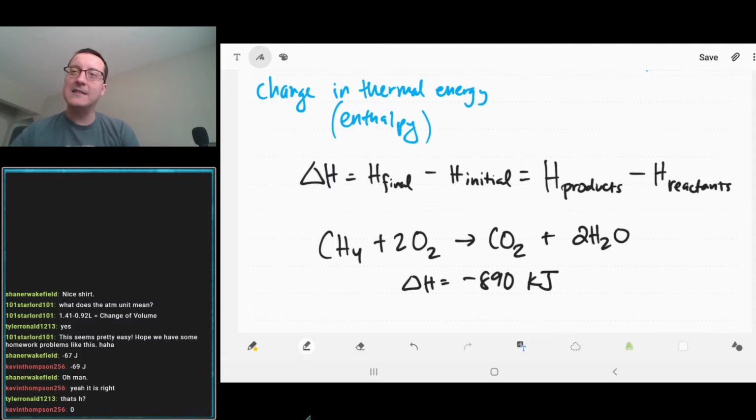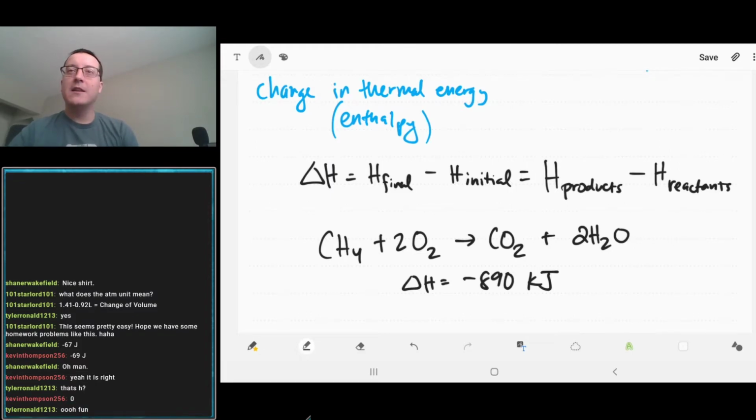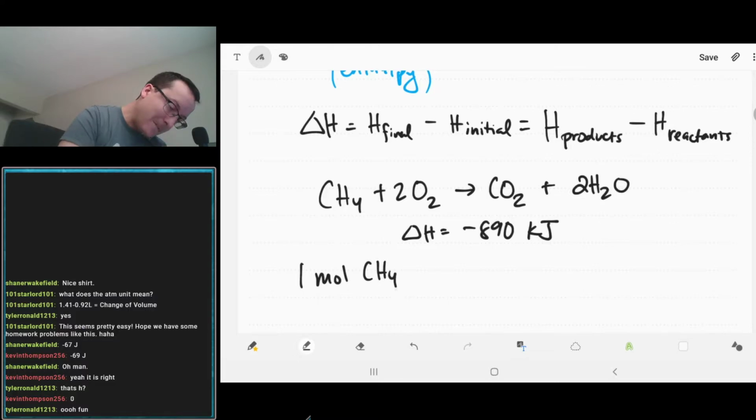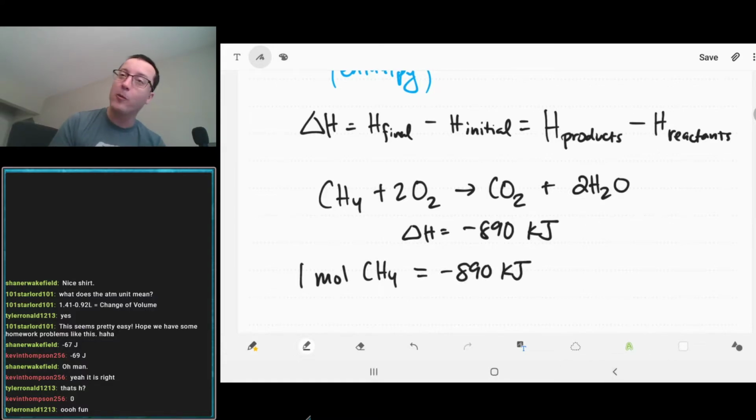This is telling us that this reaction is associated with a change in internal thermal energy of negative 890 kilojoules. What that means for us, exciting, is we can get a whole bunch of conversion factors out.